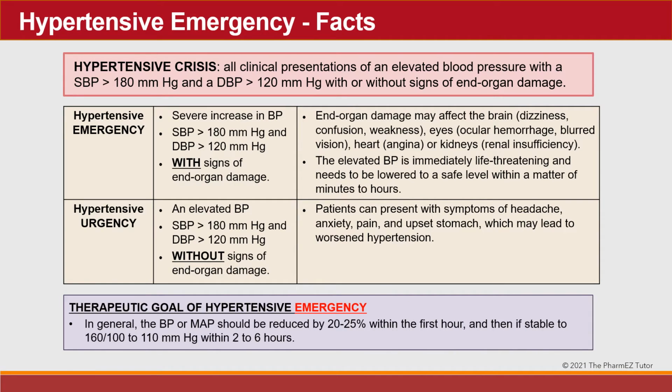The therapeutic goal of hypertensive emergency is that the blood pressure should be reduced by 20 to 25% within the first hour, and then, if stable, to 160/100 to 110 millimeters of mercury within 2 to 6 hours.